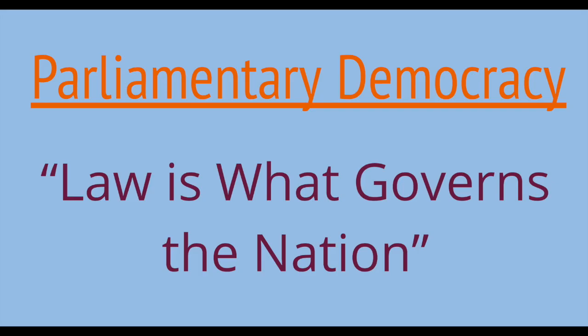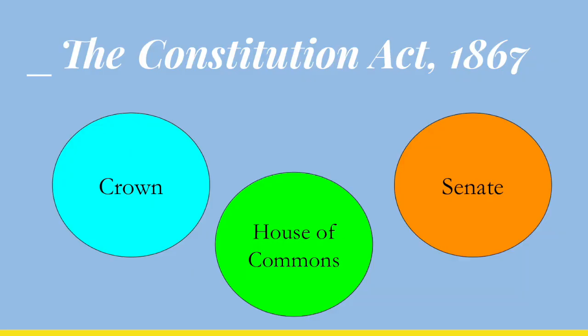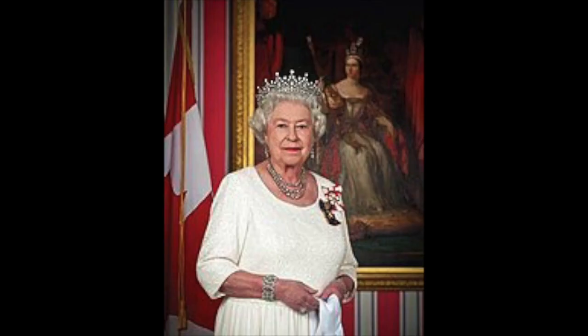An article from Our Commons states that Canada is a parliamentary democratic state, meaning that the law is what governs the nation. This was enacted by the Constitution Act in 1867, which is the foundation of Canada's government system. This act states that there will only be one parliament that consists of the Crown, Senate, and the House of Commons. It is also a constitutional monarchy state, as a representative of the Queen, the Governor General makes the final decision.